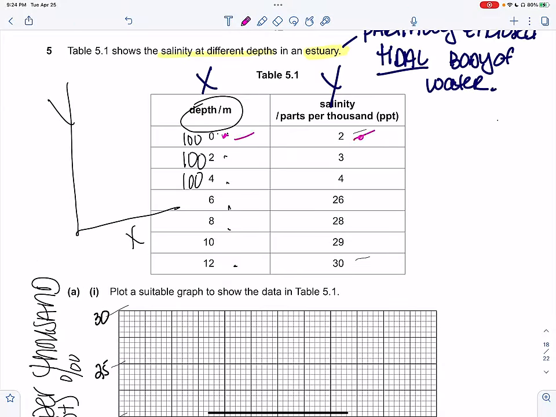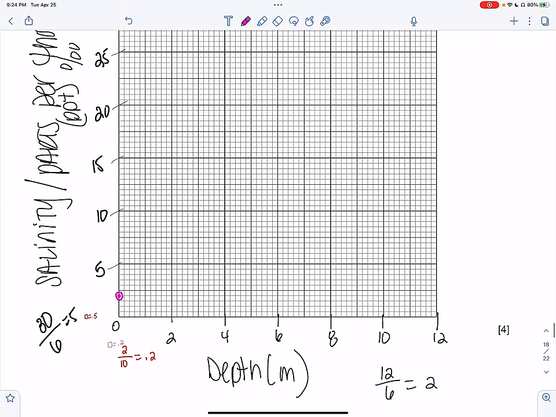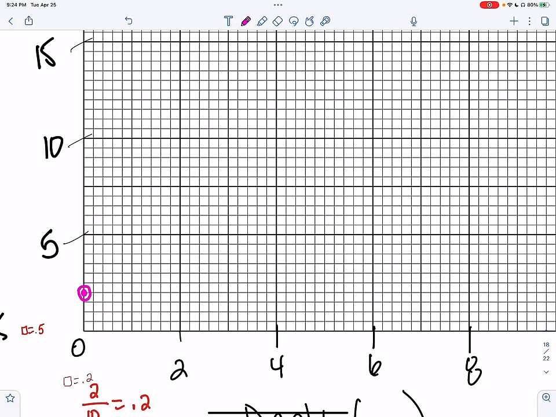Depth of 2, and then salinity of 3. Here's my 2, and then salinity of 3. Well, half of 5, 5 split up in 2, obviously it's 2.5, so it's totally fine to put the in-betweens there, where this would be 7.5.